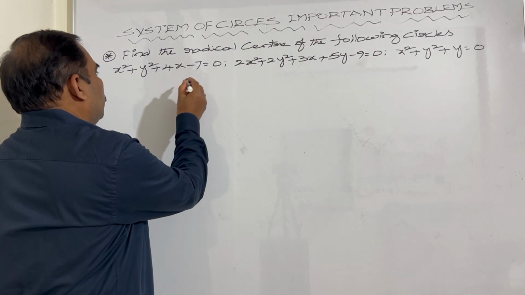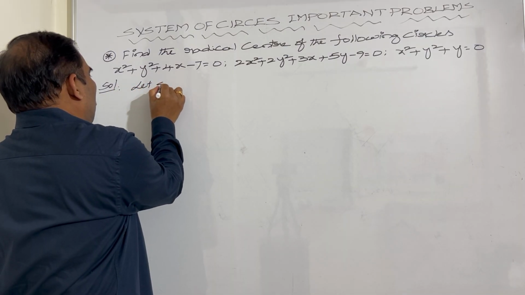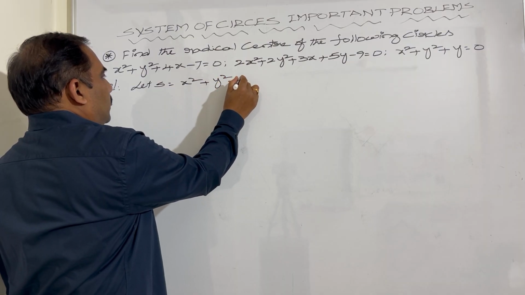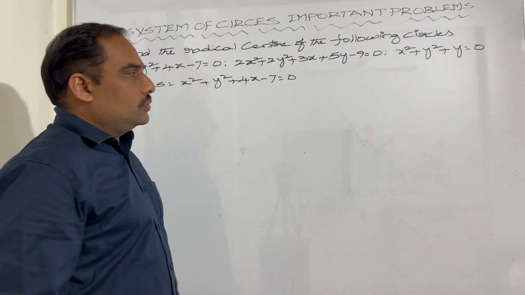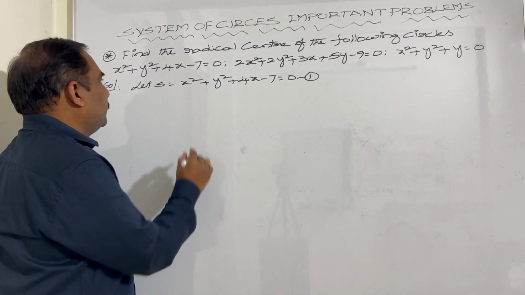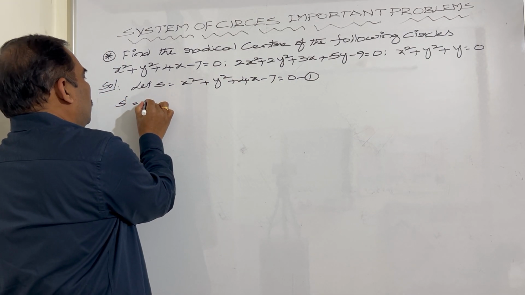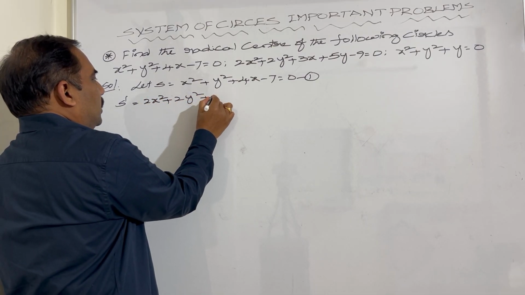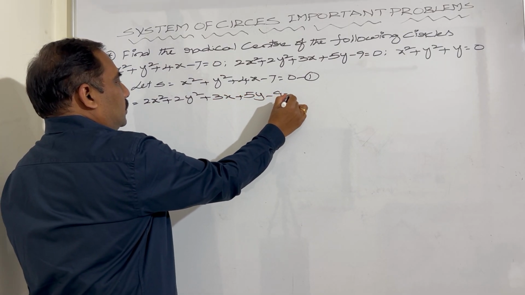So here, if you see the first circle, let S is equal to x square plus y square plus 4x minus 7 which is equal to 0. You say this is circle 1. The second circle, suppose S dash is equal to 2x square plus 2y square plus 3x plus 5y minus 9 is equal to 0.